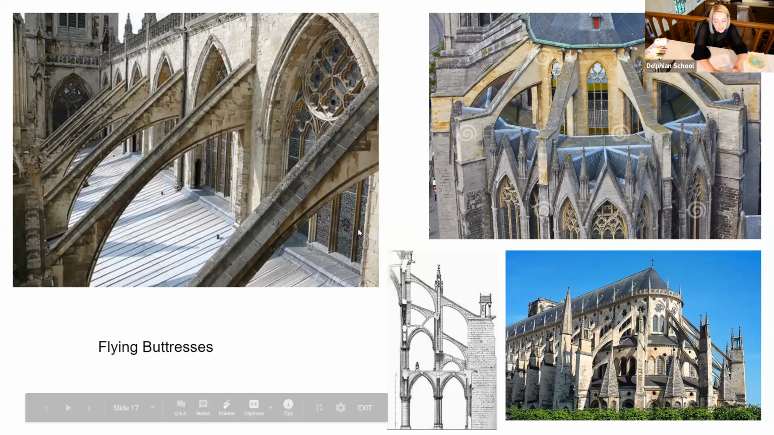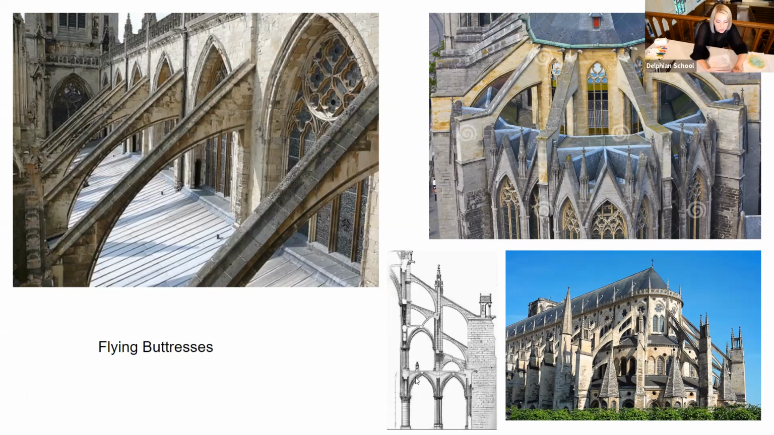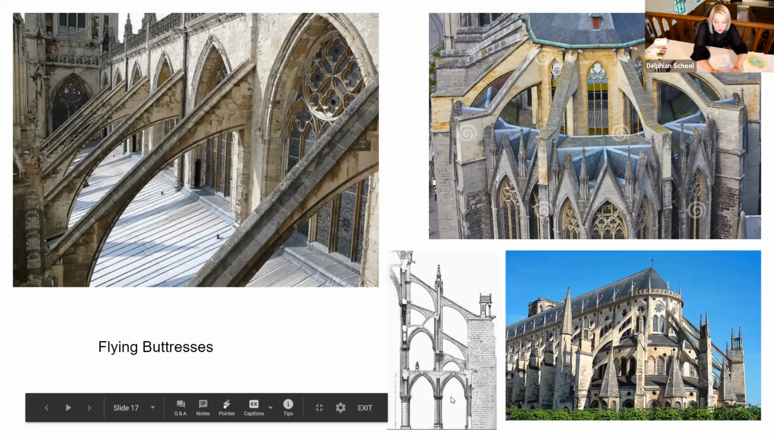So you can see here's kind of the rounded end side of a cathedral and all the buttresses that are holding it up. And you can see the close-up, and then you can see on the bottom here, this is a drawing of one, a sketch of what it looks like if you cut a cathedral in half. That is what the flying buttresses would look like, all supporting and holding that building up.